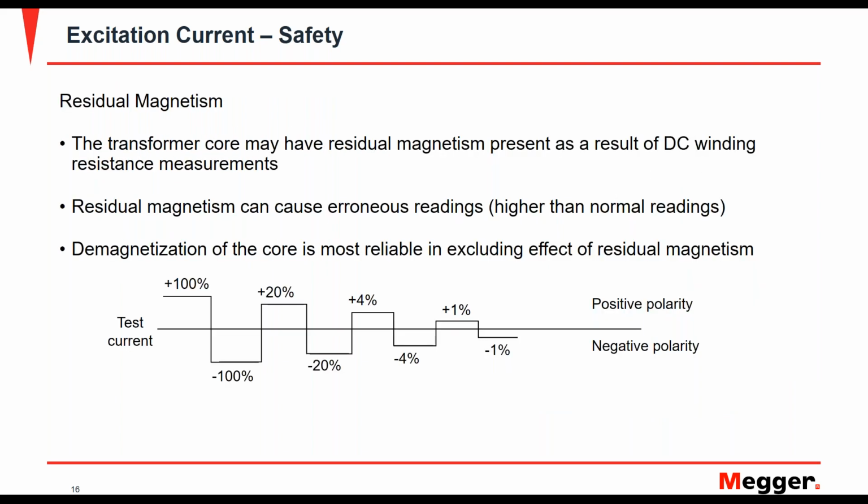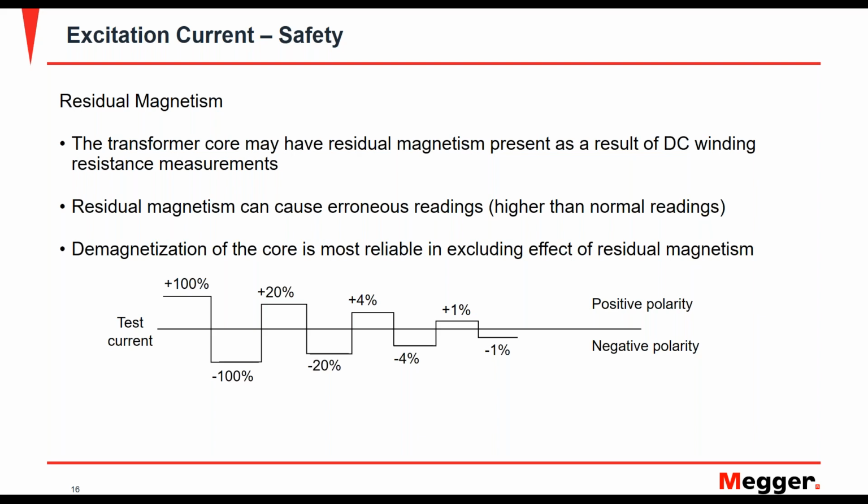Now, let's discuss briefly residual magnetism. You could have situations where the transformer core will have residual magnetism. One of the prime examples is after performing a DC winding resistance test. And we'll discuss that further in our presentation today. Or there could be another situation where the time at which the transformer is disconnected from the grid might leave some kind of remnant magnetism in the transformer core. How that affects your excitation current readings is that you could see a higher than normal magnitude of excitation current. And that, of course, is not representative of the condition of your core.